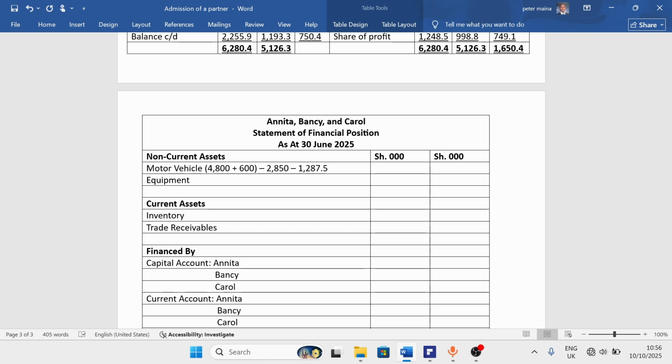So now let us do the workings. 4,800 plus 600 minus 2,850 minus 1287.5, that gives us 1262.5.